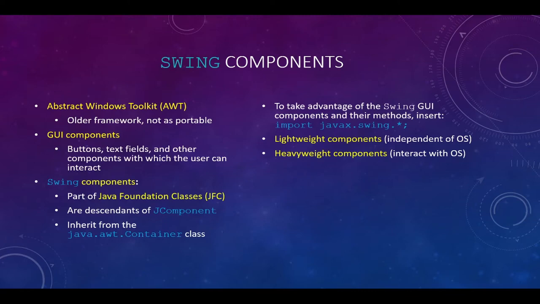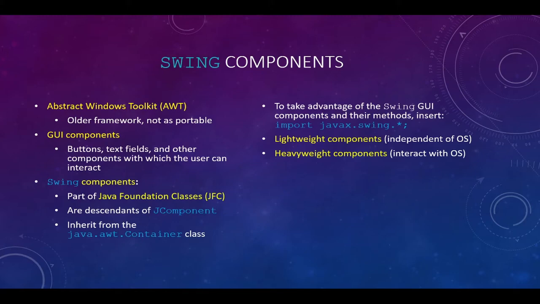Java created something called a swing component. It is a part of the Java Foundation Classes, and it is a descendant of JComponent. Okay, everything that is a swing component is a JComponent. There is a new import statement that we have to use: import javax.swing.*. We saw that when we used our JOptionPane. And it inherits everything from the java.awt Container class. So as a container, it holds something, and remember, front end.